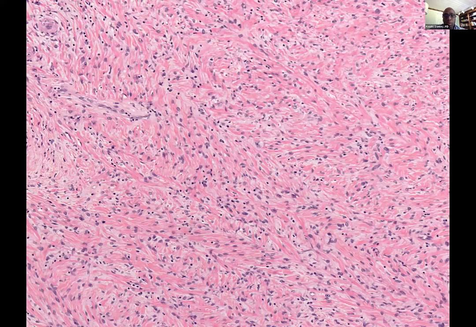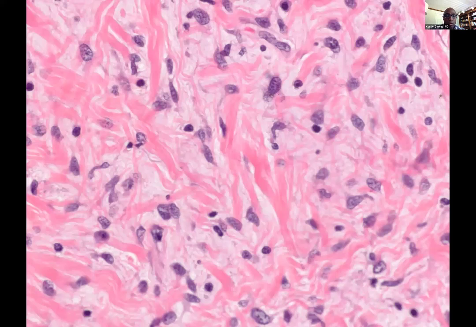This is an example of one of our cases that was dedifferentiated liposarcoma with a low-grade non-lipogenic component. Notice here the spindle cell proliferation. On close-up, you can see that the nuclei have absent to mild nuclear atypia. There was no evidence of necrosis, and mitotic figures were sparse.